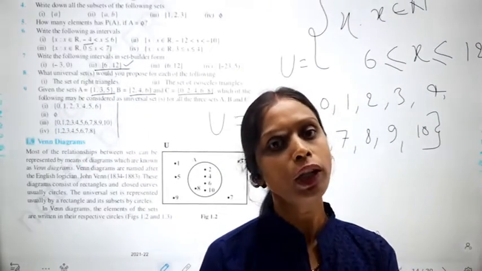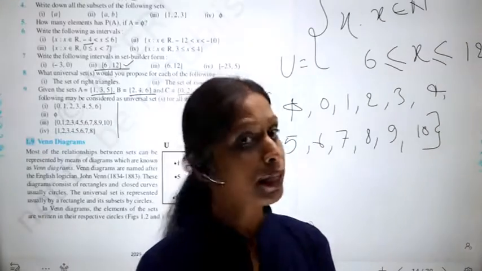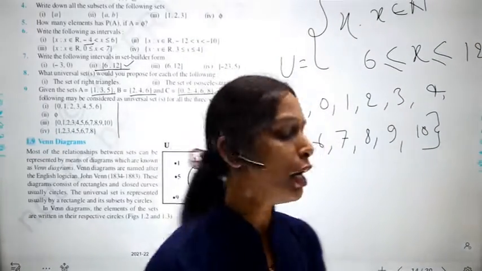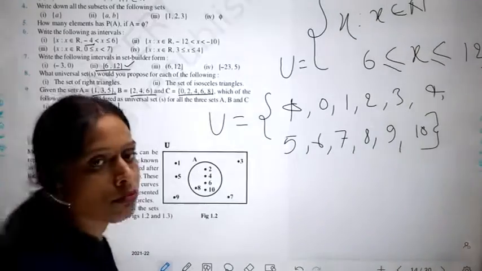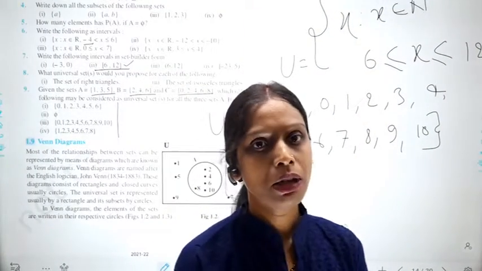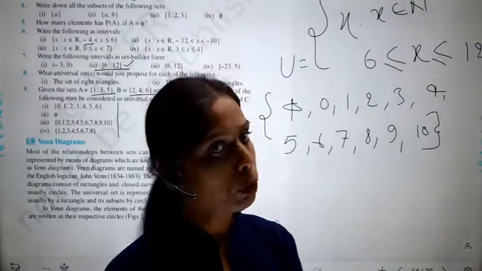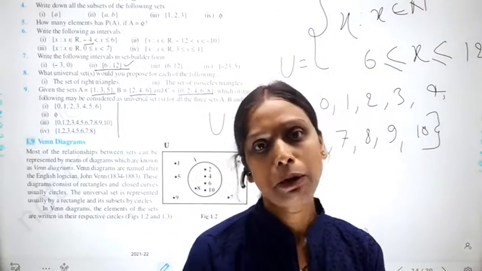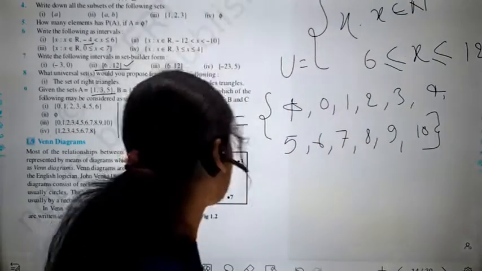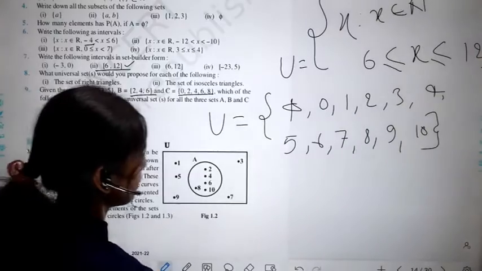Now I am going to start my next exercise. The name is set, exercise 1.4 of the NCERT Maths book, Chapter number first. Okay.